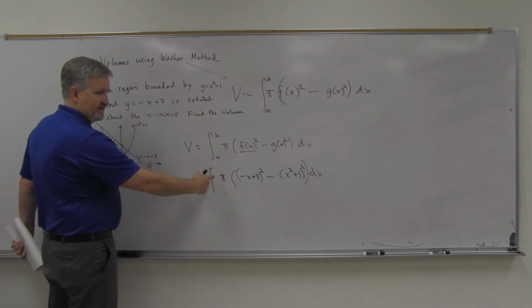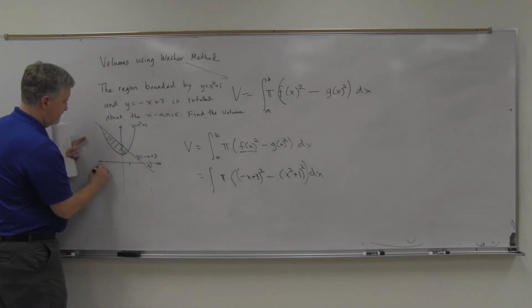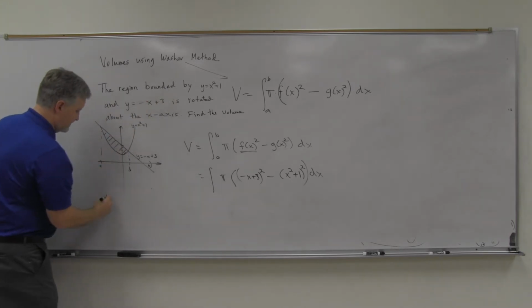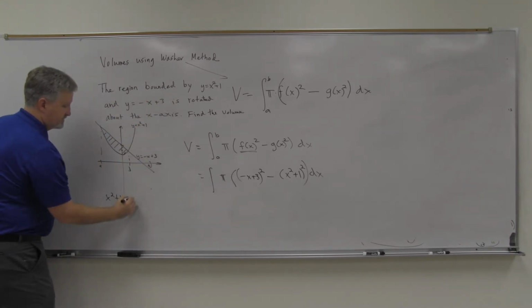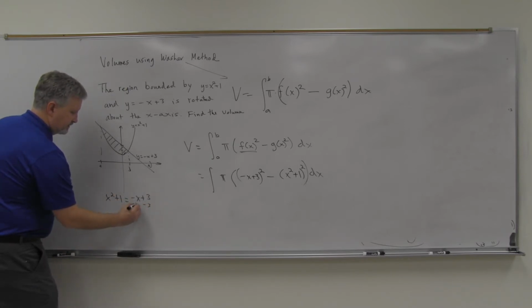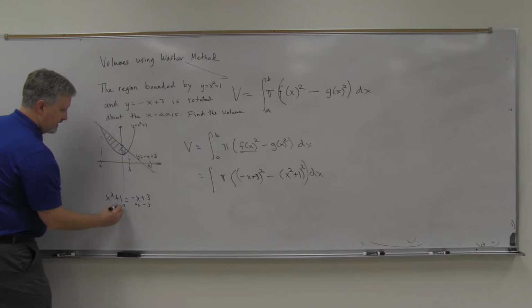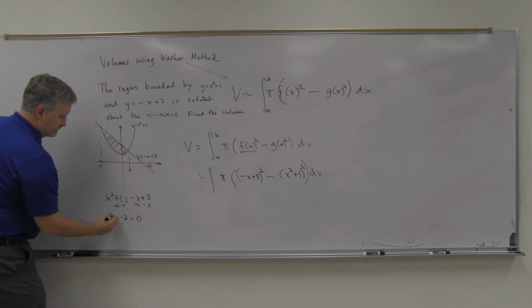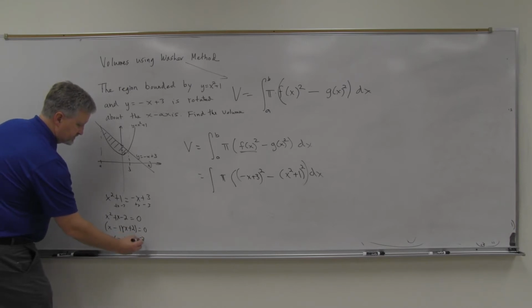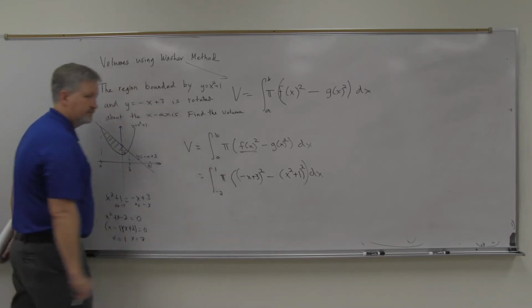Now what about the a to b? Well, that's the intersection points, which to get the intersection points, you just set them equal. X squared plus 1 equals minus x plus 3. With a little bit of solving here, add x and subtract 3, we've got x squared plus x minus 2 equals 0, which is x minus 1, x plus 2, or vice versa. So that's x equals 1, x equals negative 2. So it's negative 2 to 1. Yes?